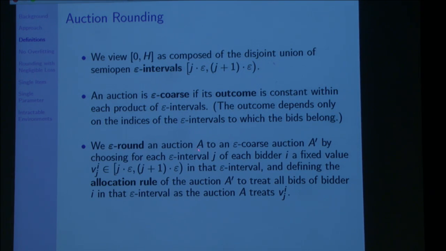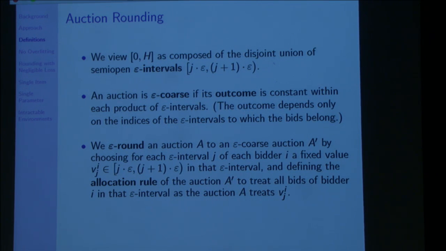And we will round an auction A to an epsilon-coarse auction A prime using the following process. For each epsilon interval of each bidder, we will choose a value in that interval that we call the representative of that interval. So for Mark, we will have some representative between 0 and epsilon, some other representative between epsilon and 2 epsilon, etc. For Avishai, we will also have representatives. They may be different. And we define the allocation rule of the auction. That's a fancy way of saying who gets the clicker.